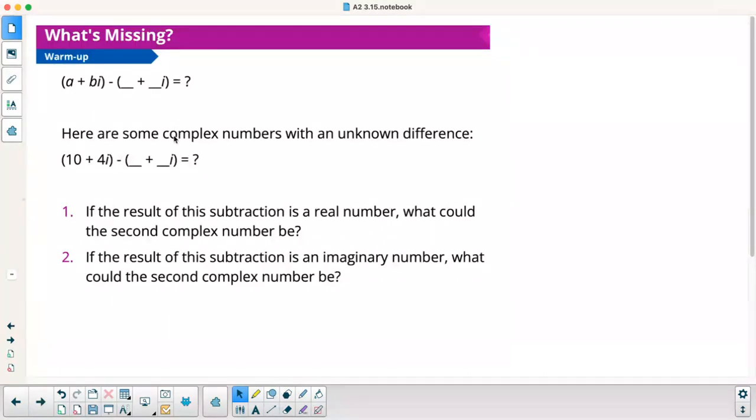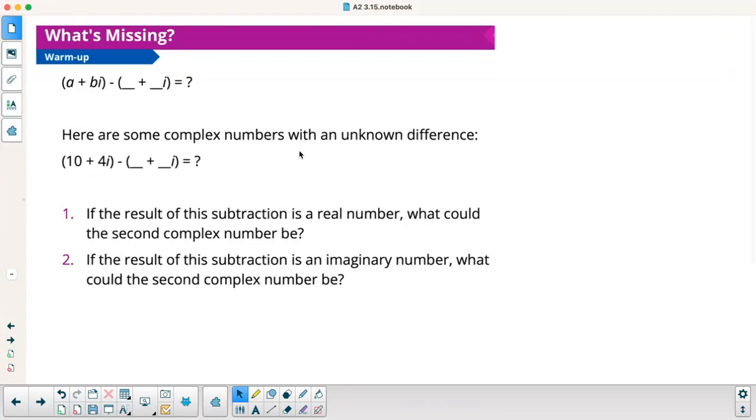All right, so here is our warm up. We have a plus bi minus blank plus blank i equals question mark. So here are some complex numbers with an unknown difference. 1. If the result of this subtraction is a real number, what could the second complex number be? So what you would need to happen here is you would need the imaginary parts to cancel out.